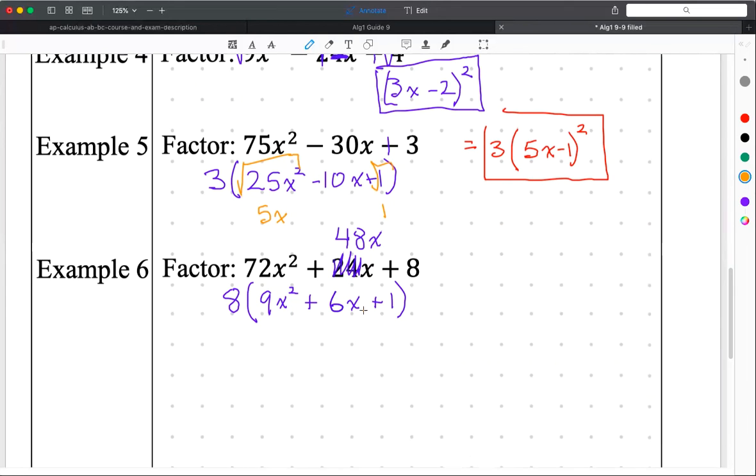All right. So if I change that to a 48x, 48 divided by 8 is 6. And now if I square the first, I get 3x. If I square the last, I get 1. 3x times 1 is 3x. Double that, I get 6x. It is indeed a perfect square. So the answer here is 8 times 3x, copy down the sign, which is plus 1 squared.